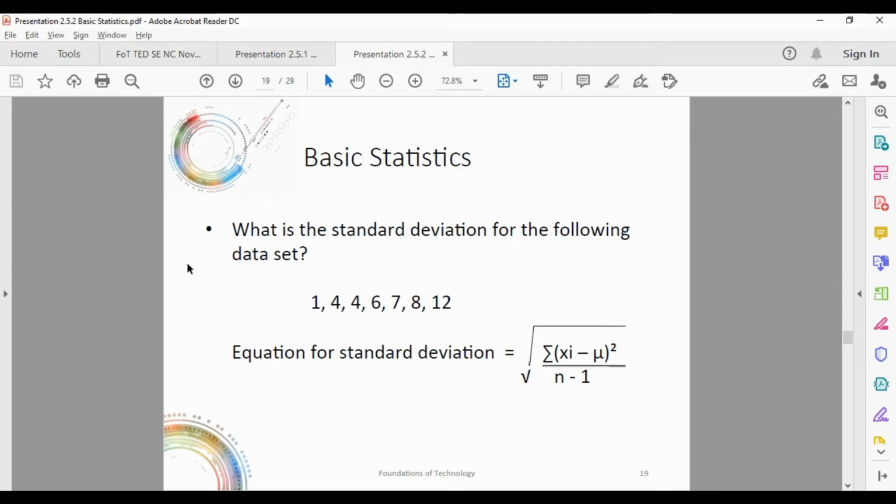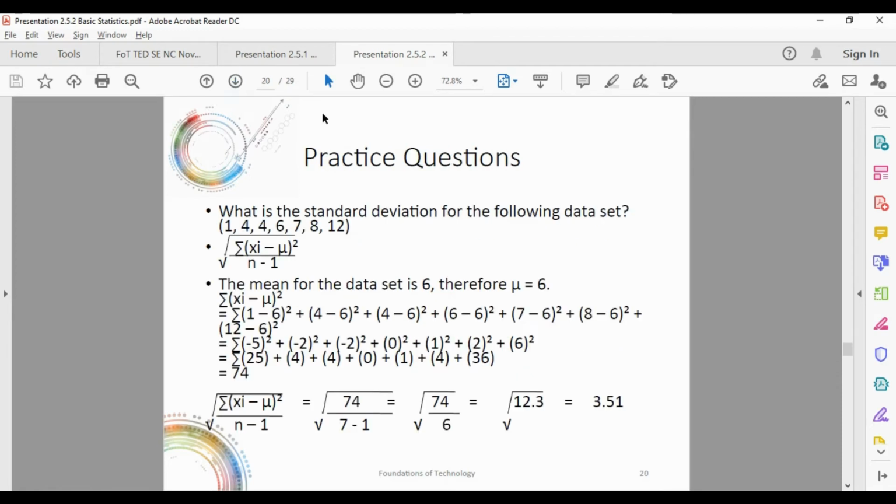Okay, so what's the standard deviation for the following data set? So we have 1, 4, 4, 6, 7, 8, and 12. First thing that you would do, or the first thing I would do, is I would count up the number of elements. There's 1, 2, 3, 4, 5, 6, 7 elements. So this n minus 1 becomes 7 minus 1, or 6. Next thing you would do is you would find the average. You would find the mean of all of these, which was done in a prior slide. It turns out it's 6.